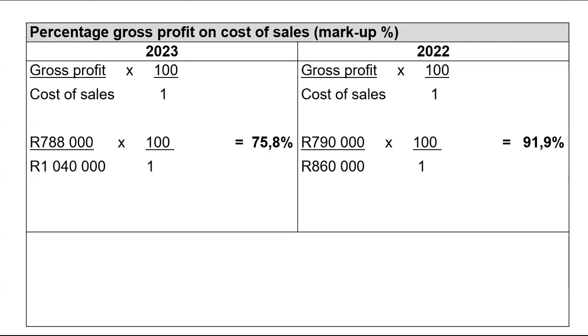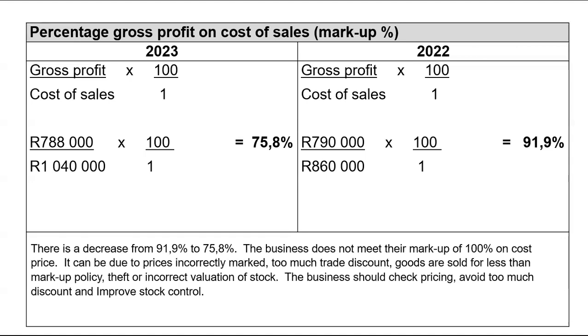Okay, as I've said, you state what the decline is. If there was an increase or decrease, that's the first thing that you mention when you comment, all right? So there is a decrease from 91.9% to 75.8%. That is the first thing that you mention. Now you explain what could have resulted in your gross profit being so low or decreasing.